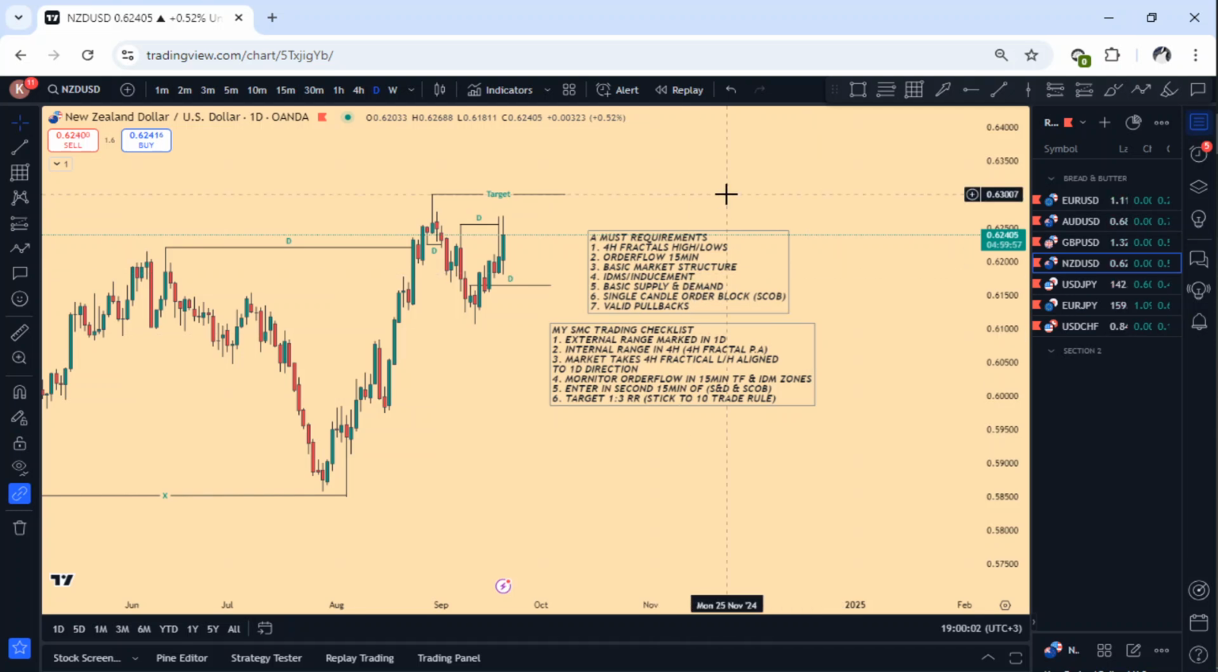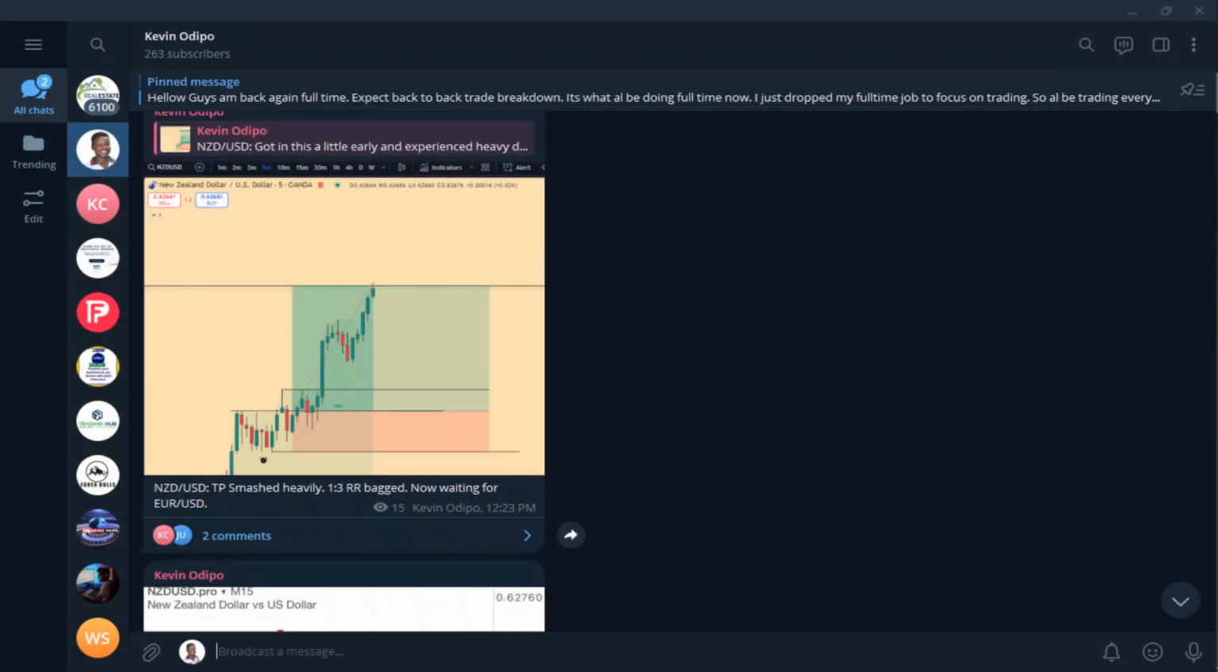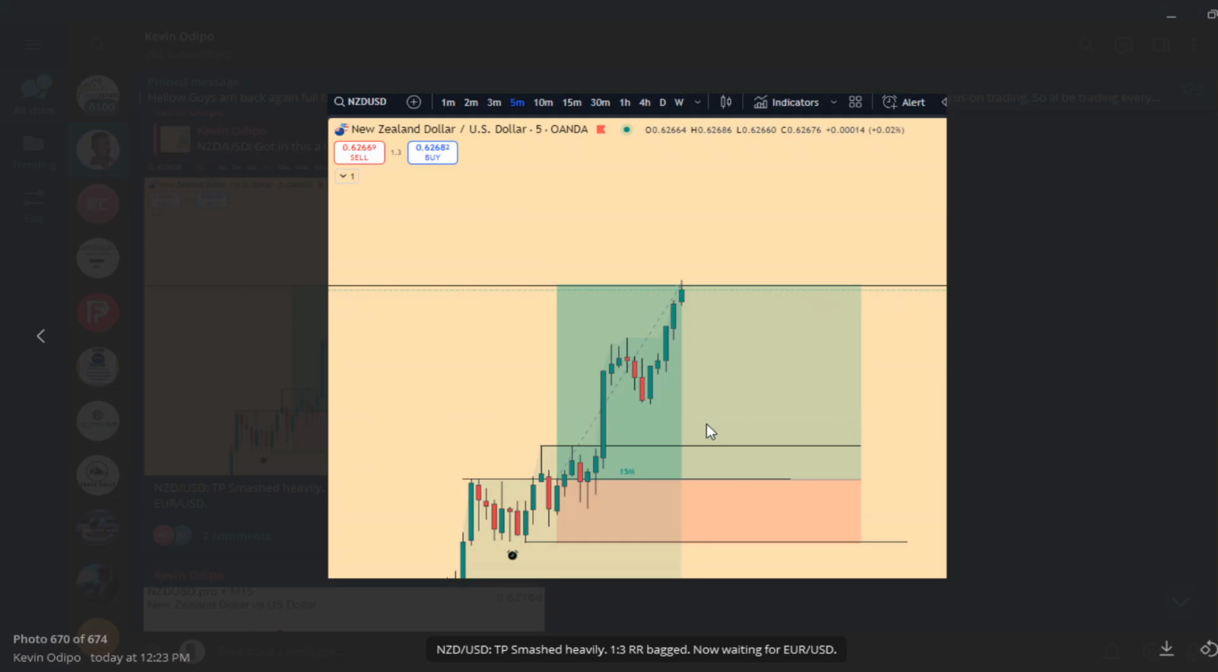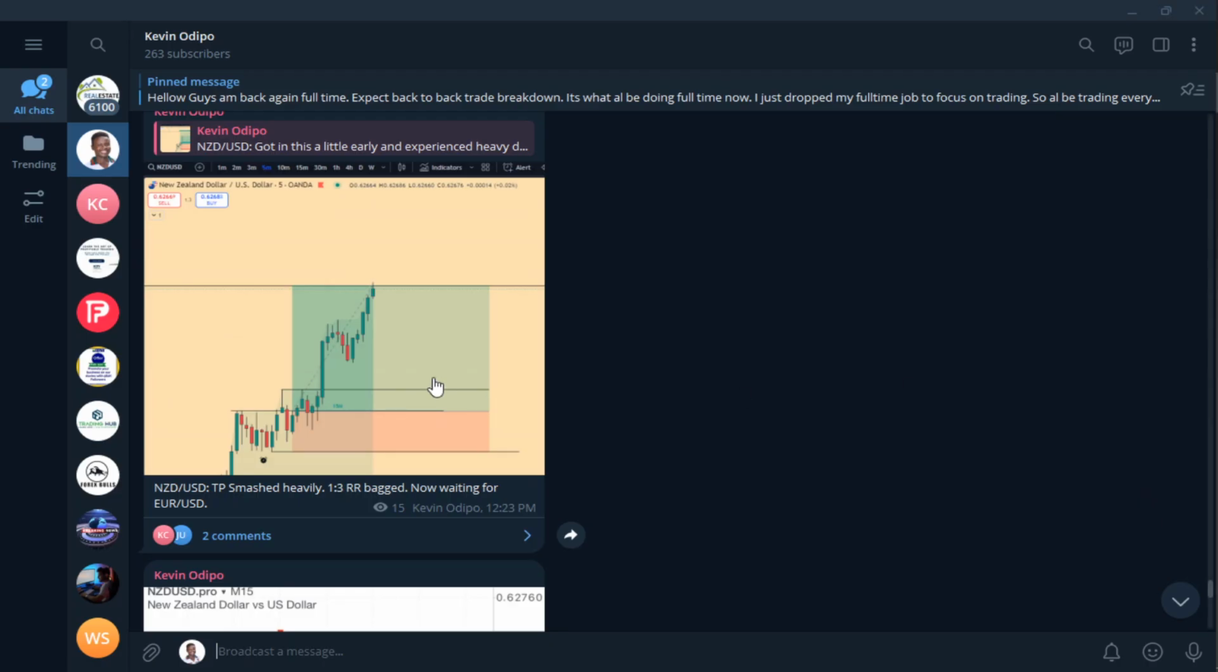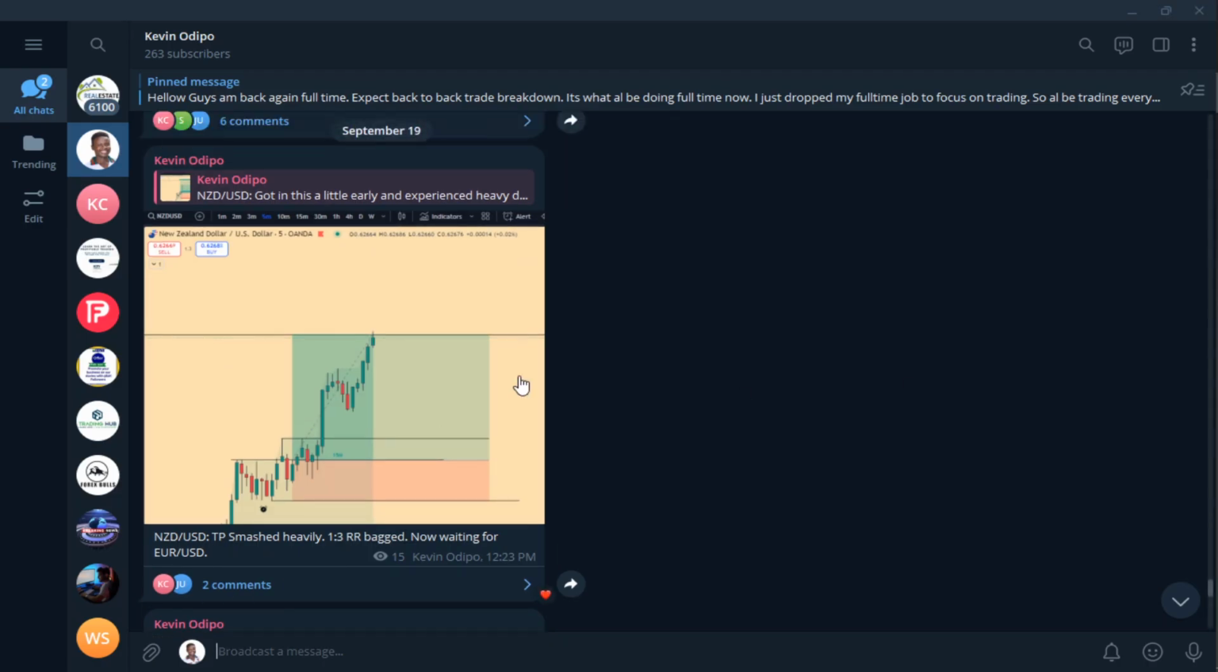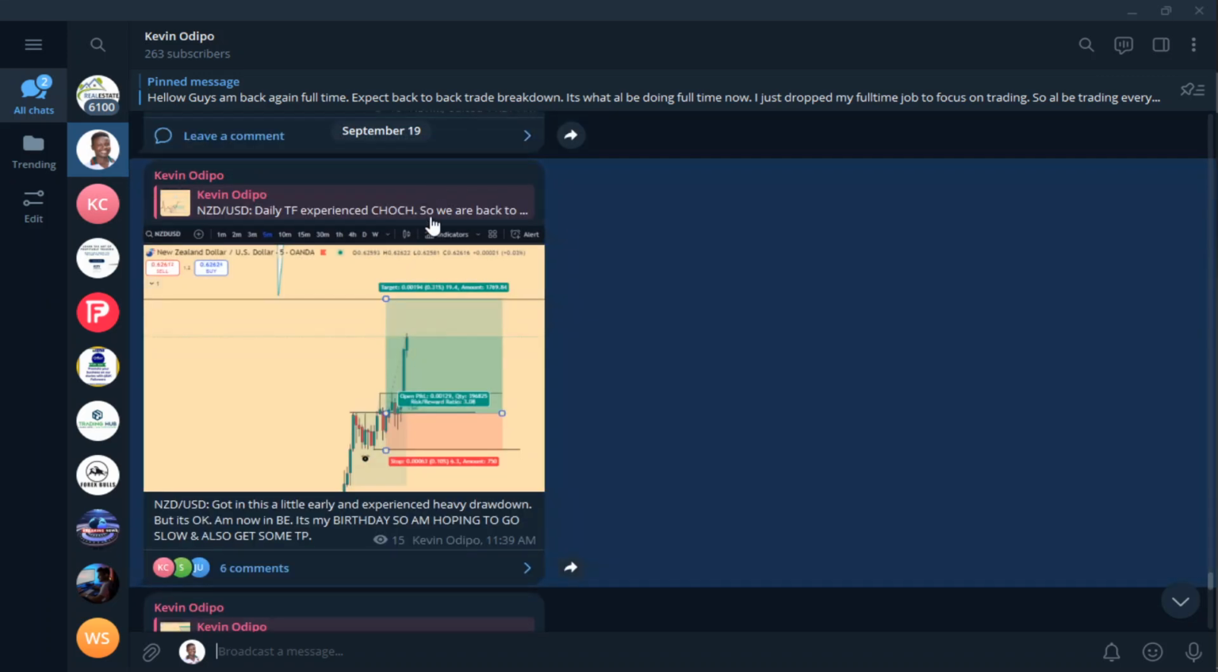So I'm going to give you a trade breakdown of a top-down analysis of a trade we took today. This is the trade. This is where it hit TP, NZD USD. TP smashed, 1 to 3. So I'll explain everything the way I explained it here.